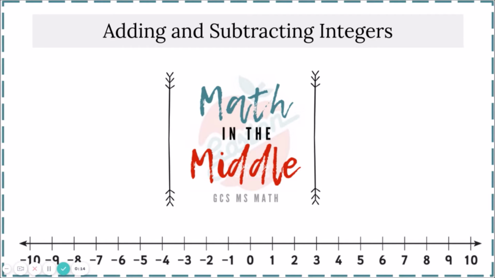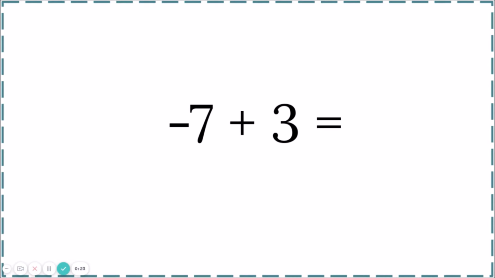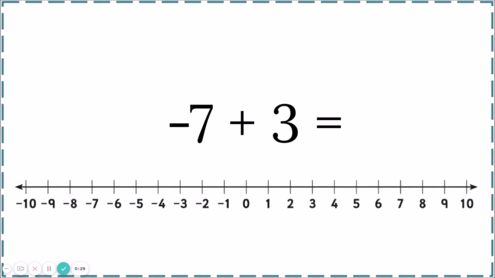In this video, we are going to look at how to use a number line to add and subtract integers. In this numerical expression, I have -7 plus 3. And I'm going to show you how we can use a number line to support this solution.